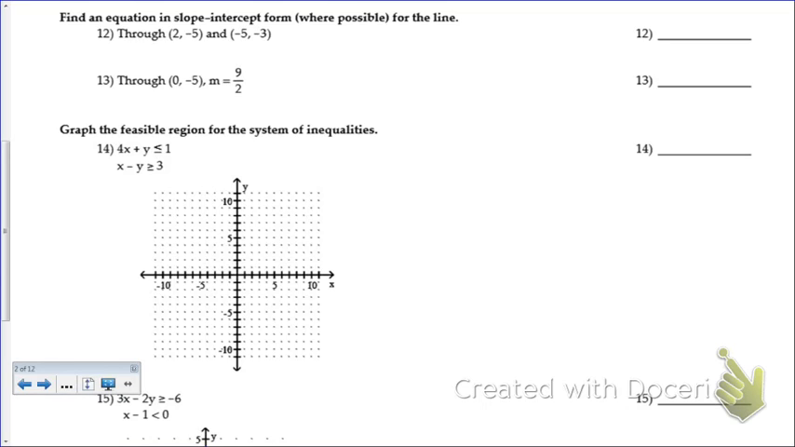Number 14, graph the feasible region for the system of inequalities. So we're going to graph that. You have a graphing calculator. You can use Desmos if you want to and just show me what that is going to look like.